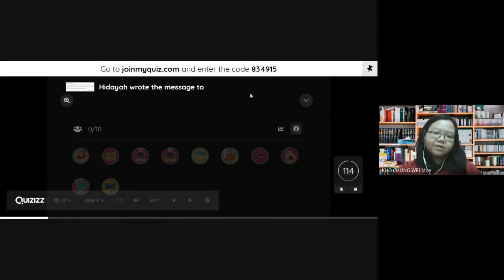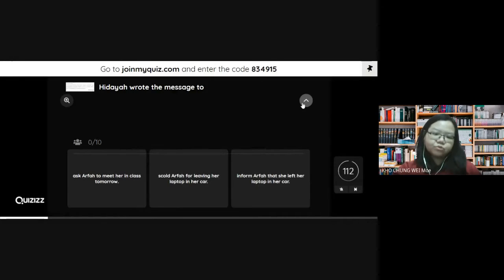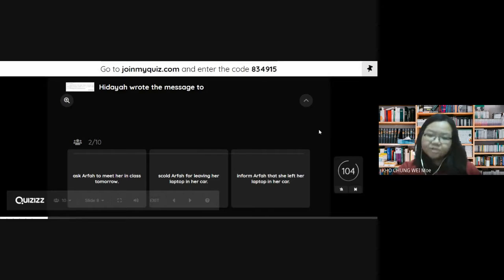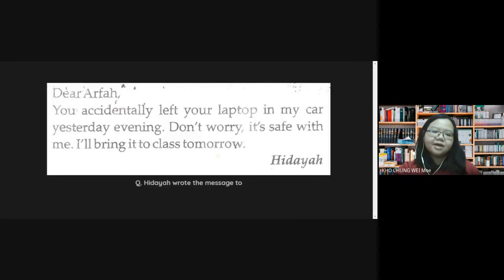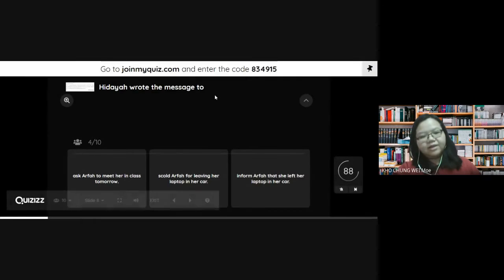Hidayah wrote the message to ask Arfa to meet her in class tomorrow, to scold Arfa for leaving her laptop in her car, or to inform Arfa that she left her laptop in the car. The message: Dear Arfa, you accidentally left your laptop in my car yesterday evening. Don't worry, it's safe with me. I'll bring it to class tomorrow. Hidayah. So why did Hidayah write the message?